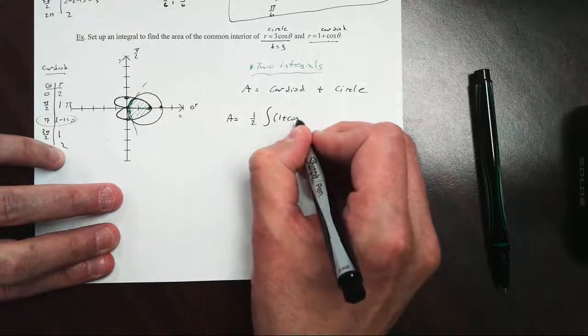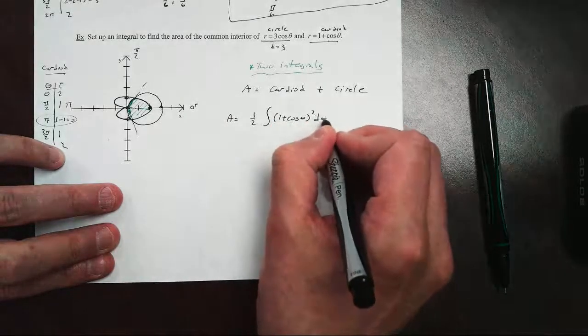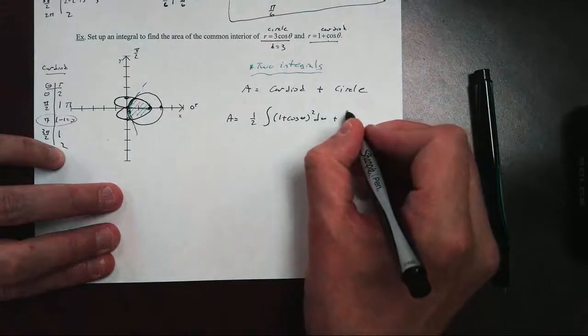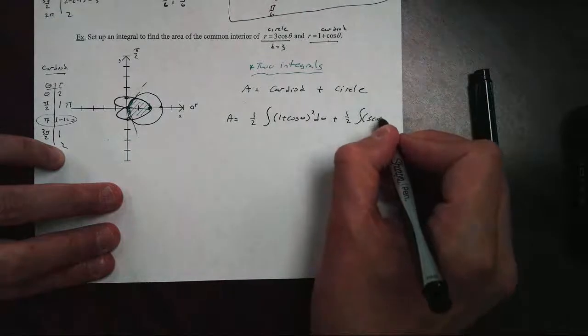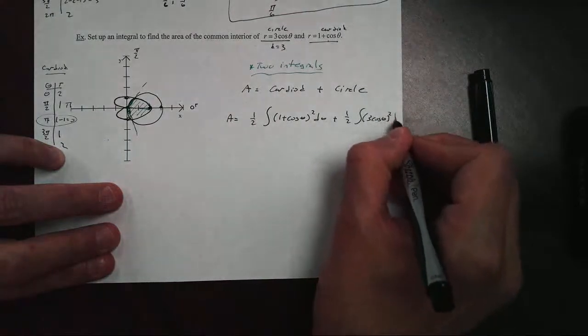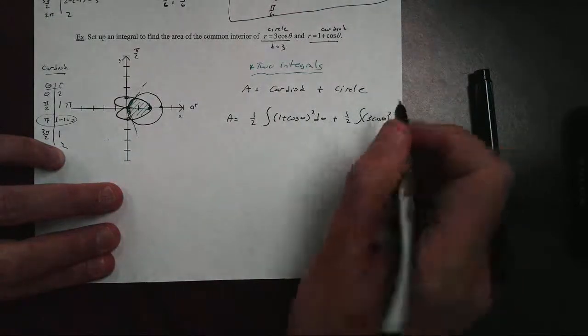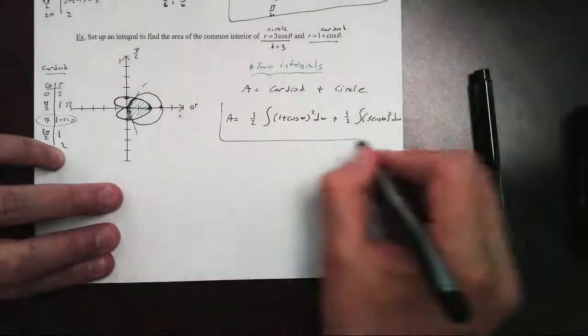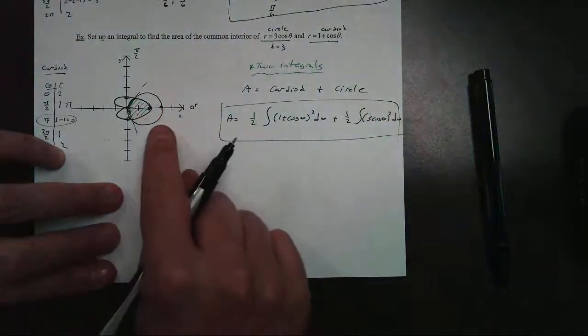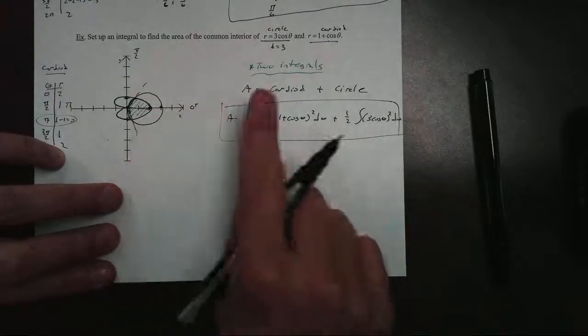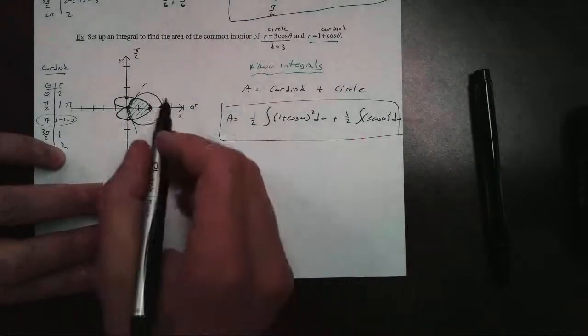1 plus the cosine of theta squared d theta, plus for the circle, 1/2 integral of 3 cosine theta squared d theta. Now, notice, I set it all up. The setup I never think is very hard to do. The problem is, now we've got to get our domain. We've got the cardioid plus that little part of a circle.